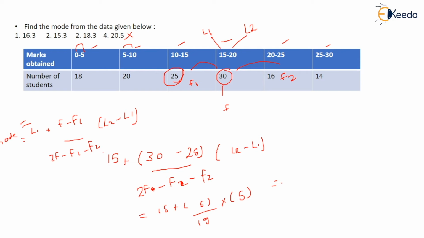The answer that you get is what? The answer is 16.3. 16.3 will be your answer. Okay, so this is how you need to solve it, 16.3, by applying this formula.